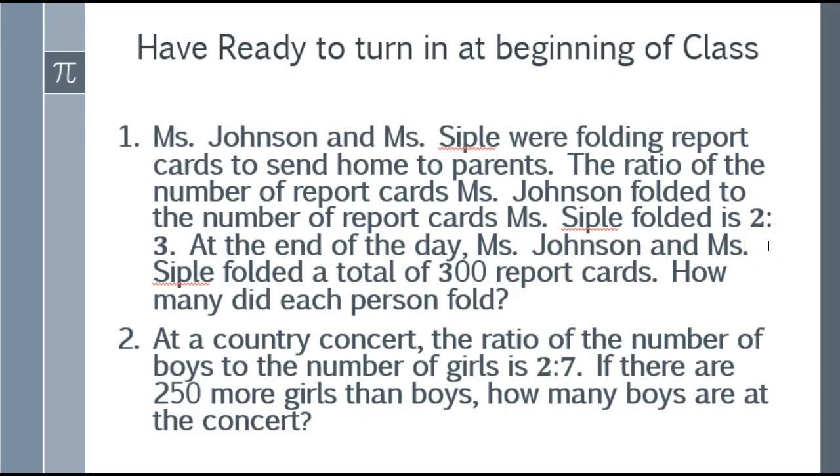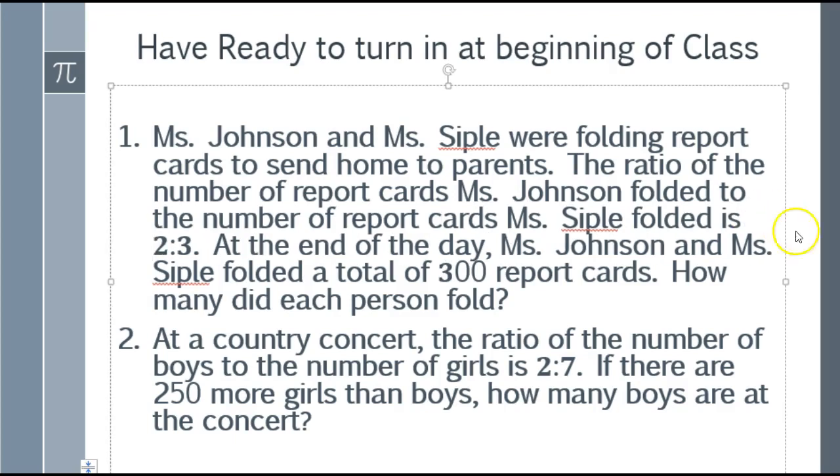Have it ready, turning in at the beginning of class. Number 1. Miss Johnson and Miss Sipple are folding report cards to send home to parents. The ratio of the number of report cards Miss Johnson folded to the number of report cards Miss Sipple folded is 2 to 3. At the end of the day, Miss Johnson and Miss Sipple folded a total of 300 report cards. How many did each person fold?